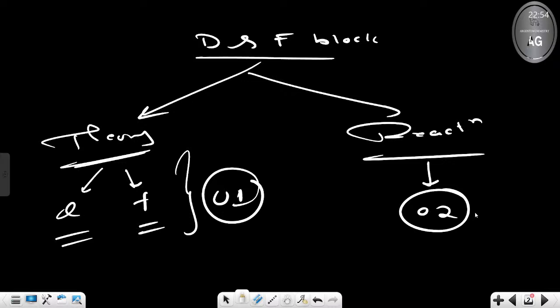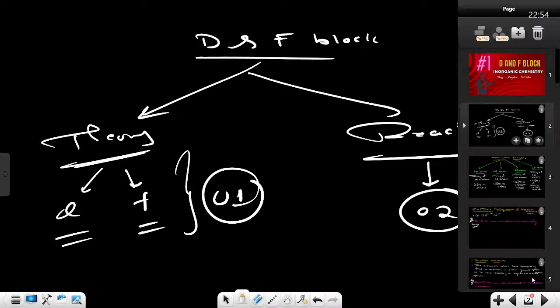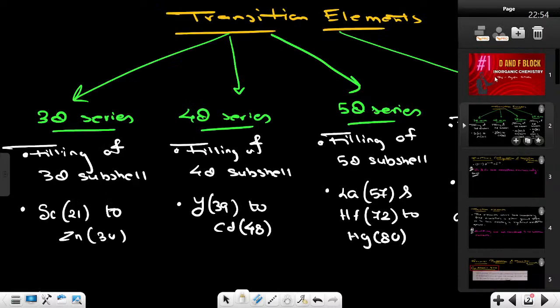But we will only deal with the reaction. It is going to be a very short lecture, because the reactions are only of dichromate and manganate, right? So that will be taken in the next class. Today's class will be based on the theoretical parts of D and F block.